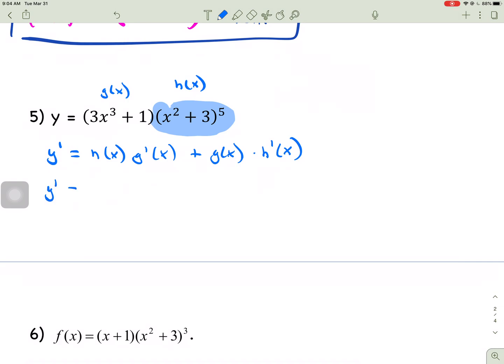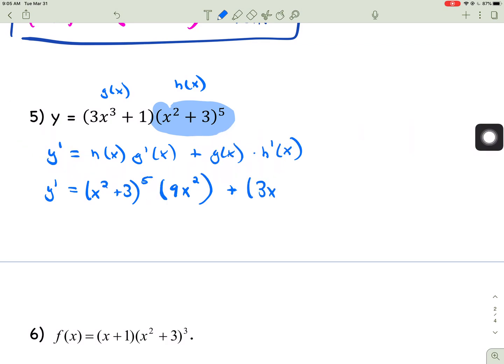So y prime equals, well, h of x is this whole piece of the function. So that's x squared plus 3 to the 5th times g prime of x, the derivative of the first. So the second times the derivative of the first. What's the derivative of 3x cubed plus 1? That's 9x squared plus the first function times the derivative of the second.